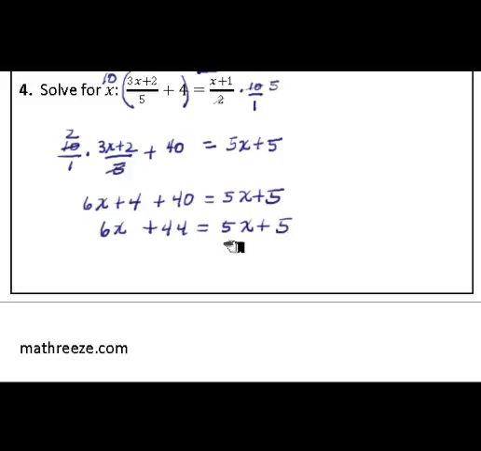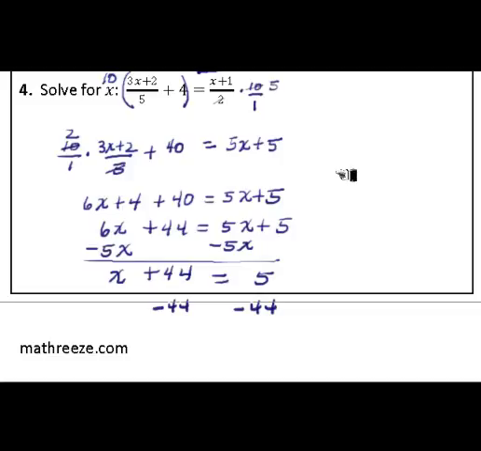Let's subtract 5x from both sides. And we have x plus 44 is equal to 5. And now finally we're going to subtract 44 from both sides. And so finally we have x is equal to 5 minus 44. We have negative 39.